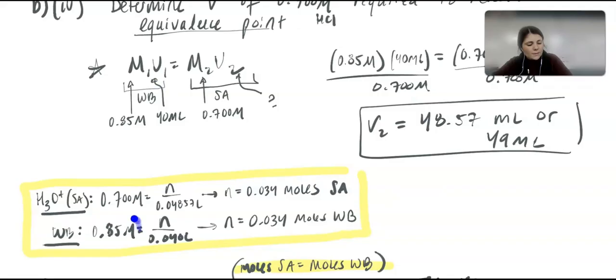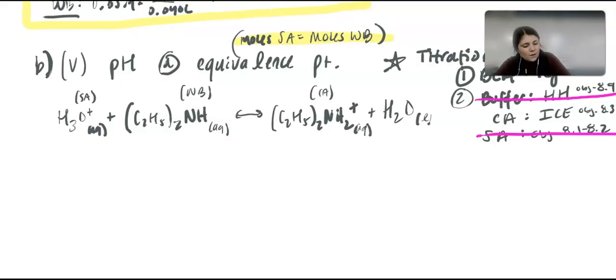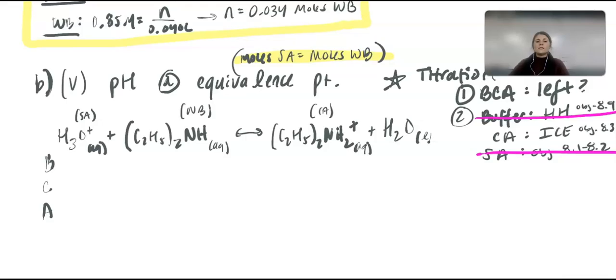And then for our weak base, I took that concentration and that volume. I also got 0.034, because think about it, this is the equivalence point. The moles of the strong acid and the weak base equal each other. They're both 0.034. So to plug this into our BCA table, and again, the whole purpose of doing the BCA table is to get rid of the things that reacted, because two things were added together, and we have to see what particles reacted and what we have left, because the after will tell us how to approach the problem, aka part 2 of the problem.